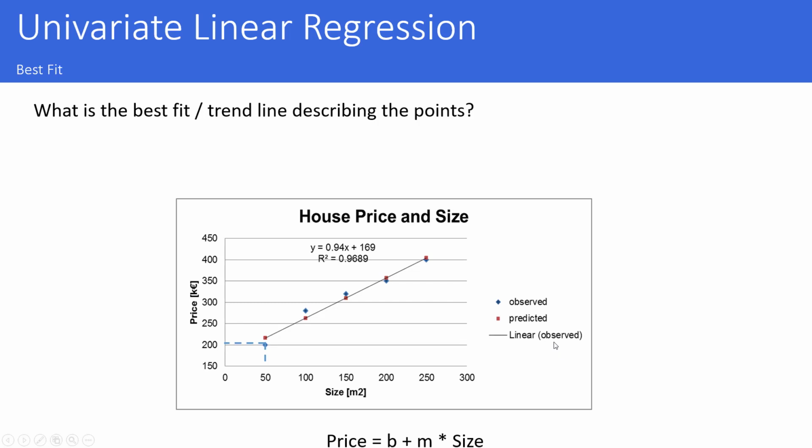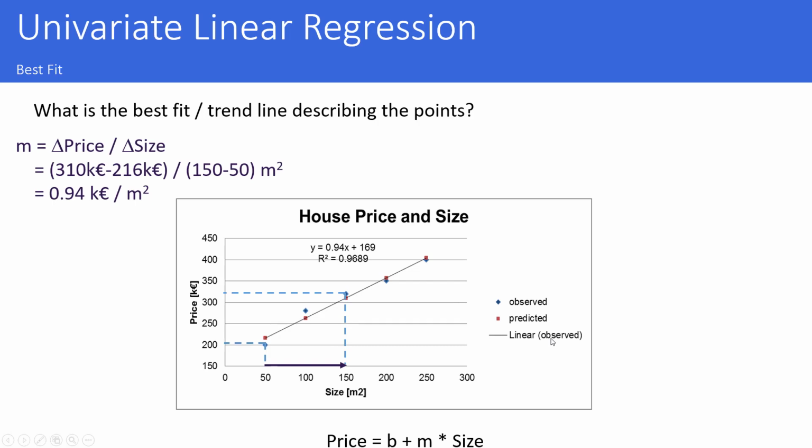Let's take a look at an increase of 100 square meters, so at a size of 150 square meters. So we increase x by 100 square meters, and for this observation we observe a price of 310,000 euro. Based on these two observations we can calculate the slope. The slope is the difference of both prices divided by the difference of size. In our case 940 euro per square meter is the slope.